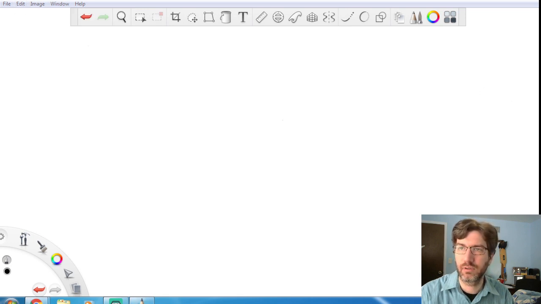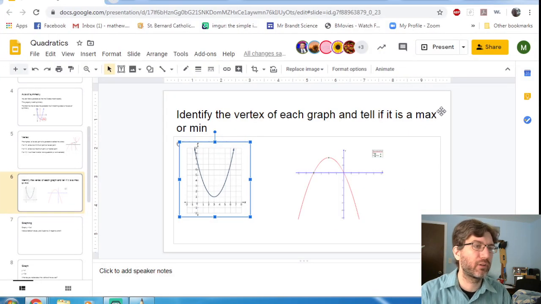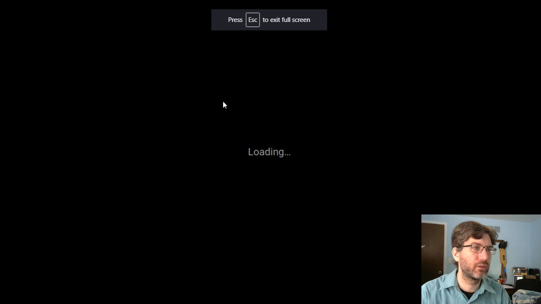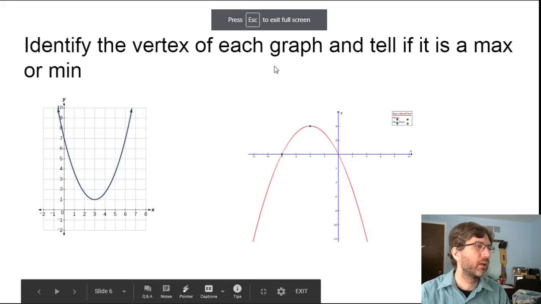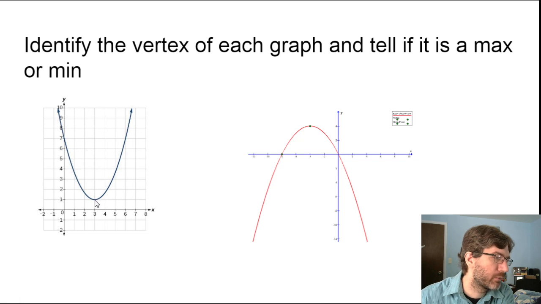Oh, we'll do it this way. I can't draw on this, but I can point to it. If you're following along in the PowerPoint, which many of you are, looking at this one here, your vertex is going to be down here.